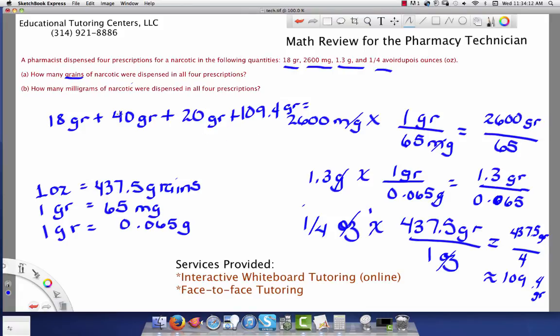And then you would just take your calculator and add all 4 of those up, and that will be your answer. So it's 40 and 20 is 60, plus 18 is 78. So 109.4 and 78, that gives 187.4 grains. So that will be the answer for that problem.